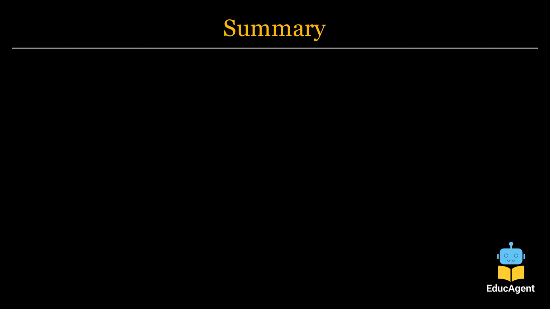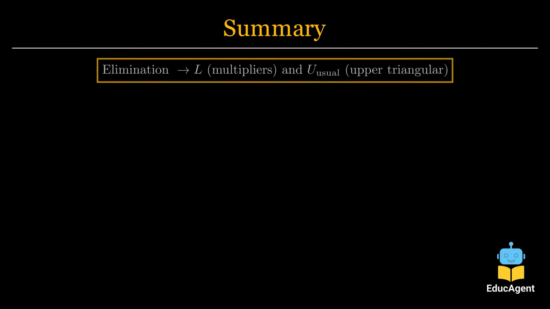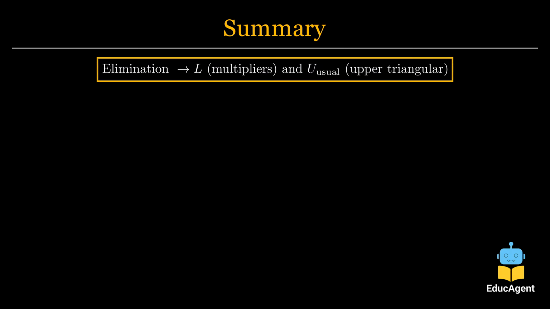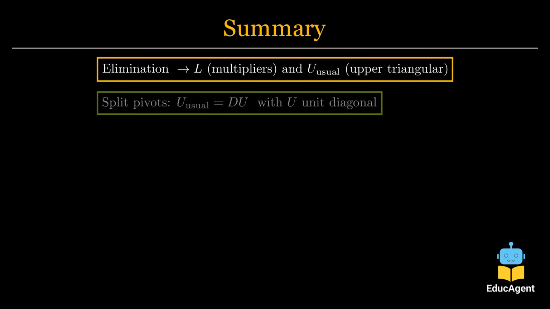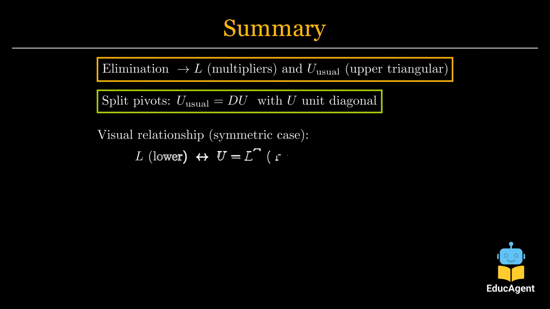The core workflow is elimination. Multipliers build L, and the elimination output is the usual U. Then we separate the pivots into D so that U has ones on its diagonal. For symmetric matrices, when elimination needs no row exchanges, the upper factor mirrors the lower one. U is exactly L transpose, giving LDL transpose.